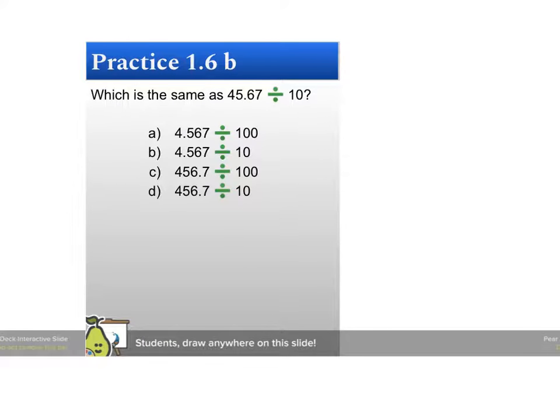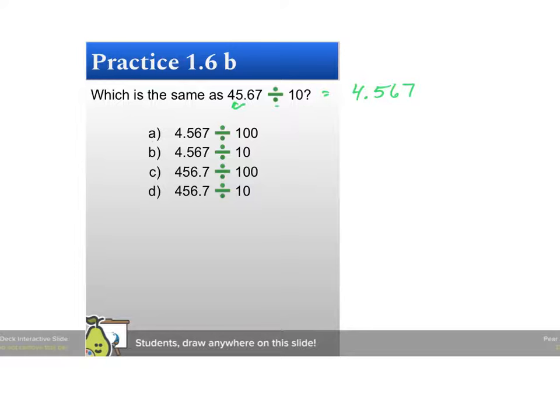Which is the same as 45 and 67 hundredths divided by 10. So dividing, it's getting smaller. So the decimal place is going to move over. First, I'm going to solve this and say, well, if I move the decimal place, it's going to be 4 and 567 thousandths, 4.567. Which of these is going to be the same?